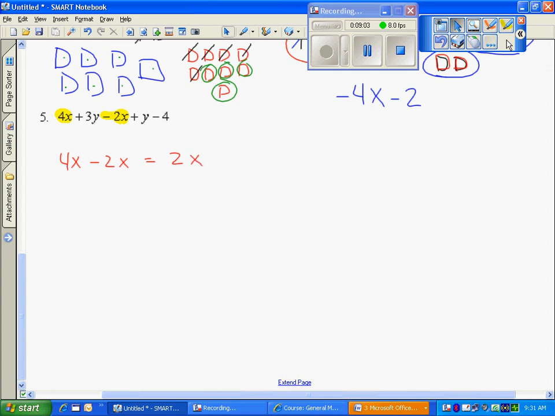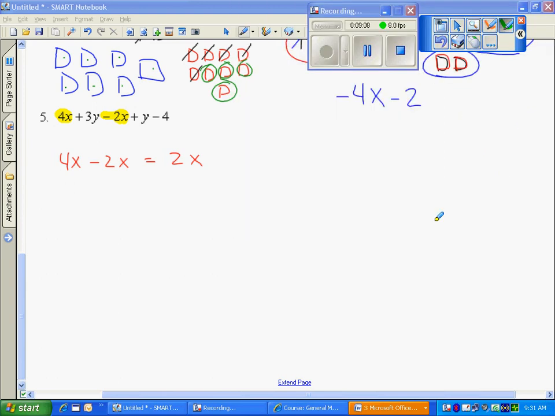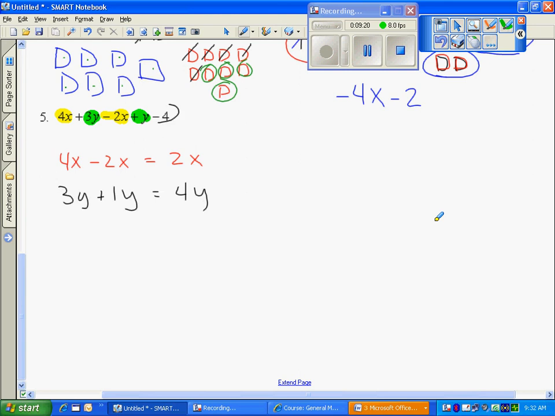Now I'm going to take a look and find some more common terms. Remember, they have to look exactly alike. If it's squared, both of them must be squared. Here I have 3y. I'm going to add to that a y. So I have 3y plus 1y, which is 4y, and this negative 4 remains. 2x is left, 4y, and a minus 4, or subtract 4. So when you're adding like terms, just like place values, you add the like shape or the very same term, like terms.